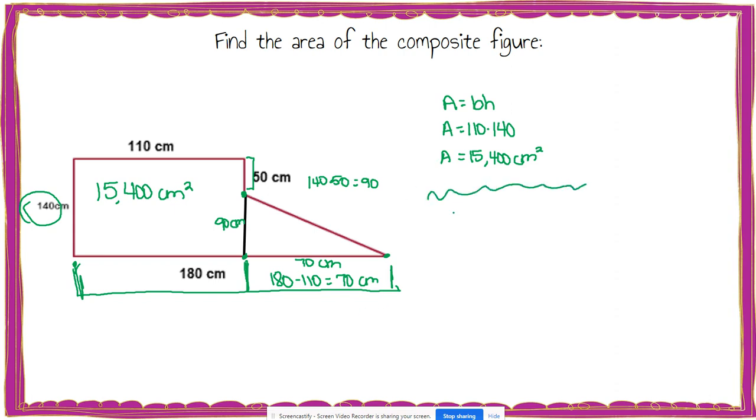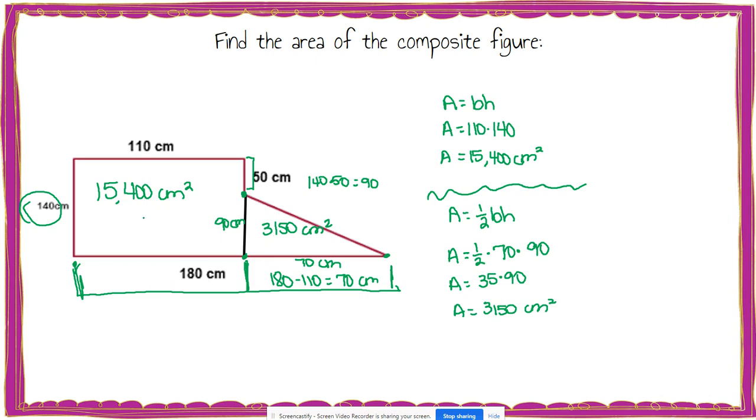Now I'm going to use that information to find the area of my triangle, and I'm using the area formula, which is 1/2 times base times height. So 1/2 times 70 times 90. When I multiply 1/2 times 70, I get 35. And now I need to multiply 35 times 90, which gives me 3,150 centimeters squared.